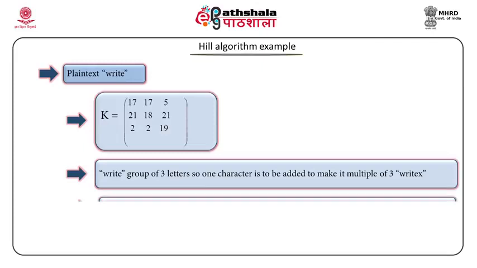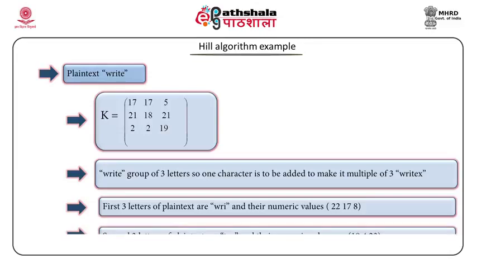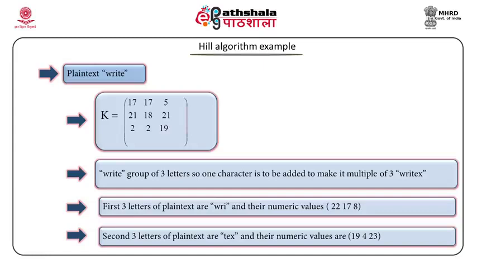So the first 3 letters of the plain text are W-R-I, which have numeric values 22, 17 and 8. The second 3 letters are T-E-X and their numeric values are 19, 4 and 23. Once we have the numeric values, the only thing left is how to multiply these 2 matrices. Our equation is P times K mod 26.